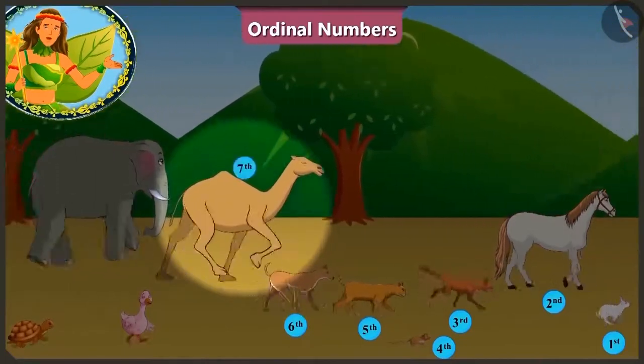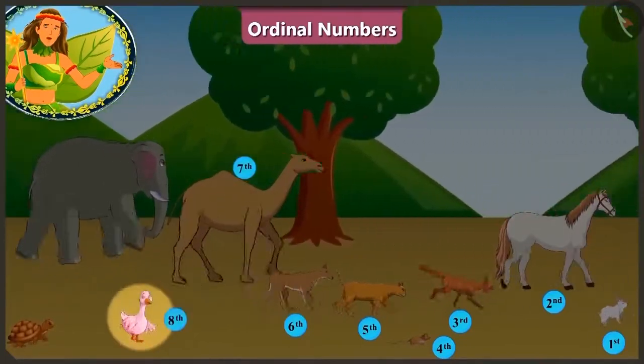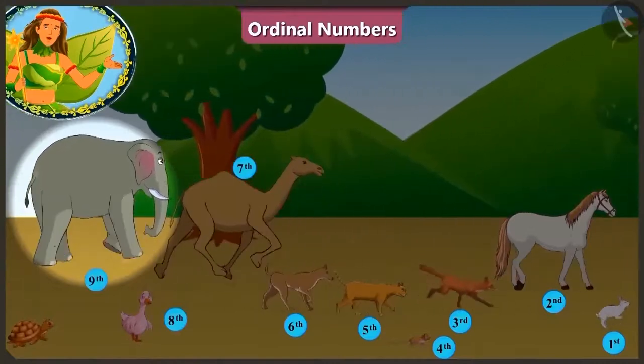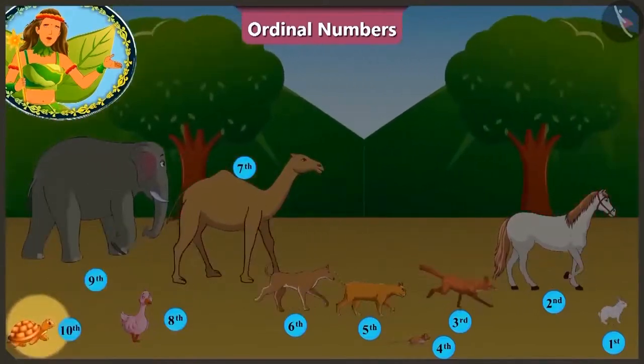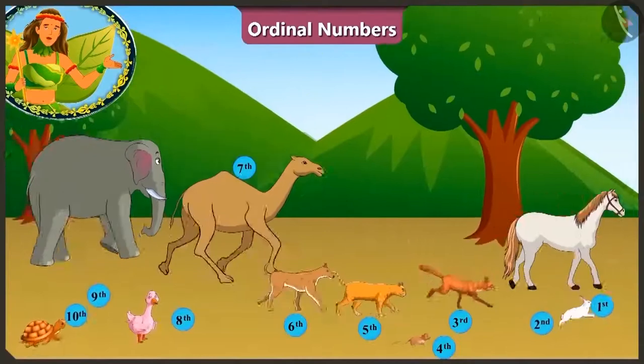At the seventh position is the camel. At the eighth position is the duck. At the ninth position is the elephant. And at the tenth position is running the tortoise.